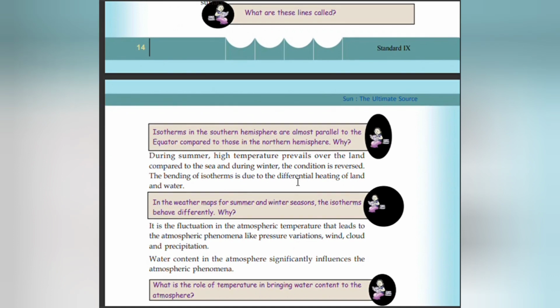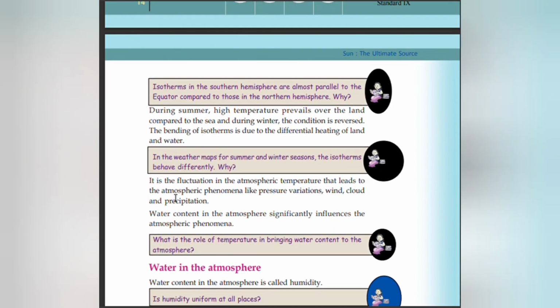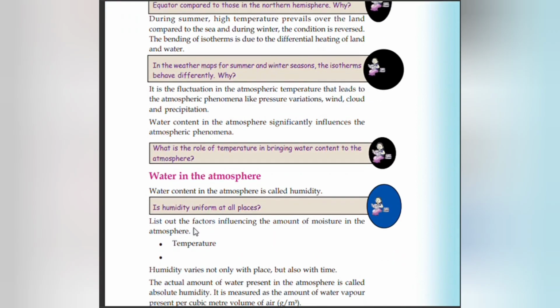Isotherms in the southern hemisphere are more parallel to the equator compared to those in the northern hemisphere. During summer, high temperature prevails over the land compared to the sea, and during winter the condition is reversed. Bending of isotherms is due to the differential heating of land and water. It is the fluctuation in the atmospheric temperature that leads to atmospheric phenomena like pressure variation, wind, cloud and precipitation. Water content in the atmosphere significantly influences the atmospheric phenomena.